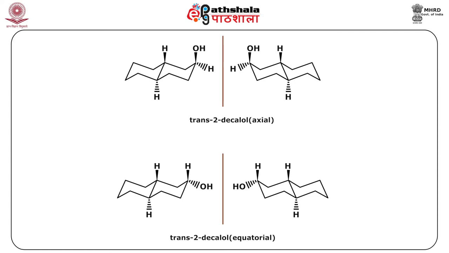Consequently, both would exist as diastereomers. Further, these diastereomers would have non-superimposable mirror images. Thus, trans 2-decalol exists as 2 pairs of enantiomers as shown in this figure. One would be the enantiomeric pair for the axially substituted, and the other will be the enantiomeric pair for the equatorially substituted hydroxyl groups. Conformational analysis predicts the equatorially substituted trans decalol to be more stable than the axial isomer due to 1,3-diaxial interactions in the latter.